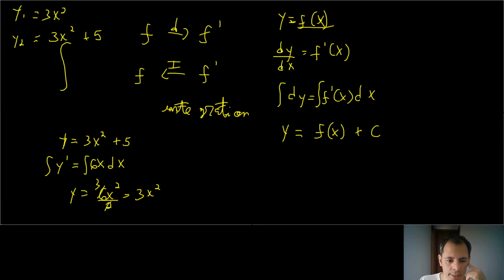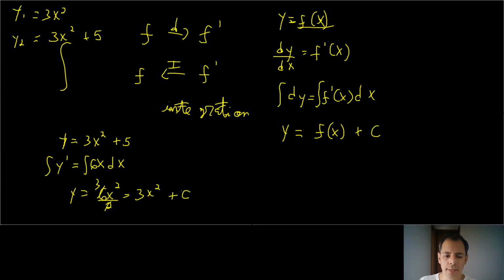Okay, so you have 6x, and then you're going to integrate with respect to dx, and you have 3x squared. Is this the same function as this? No. Okay, so that's why, because you're losing this 5 in here. Where's the 5? The 5 is not here. Okay, so when you integrate, you have to put a plus c.